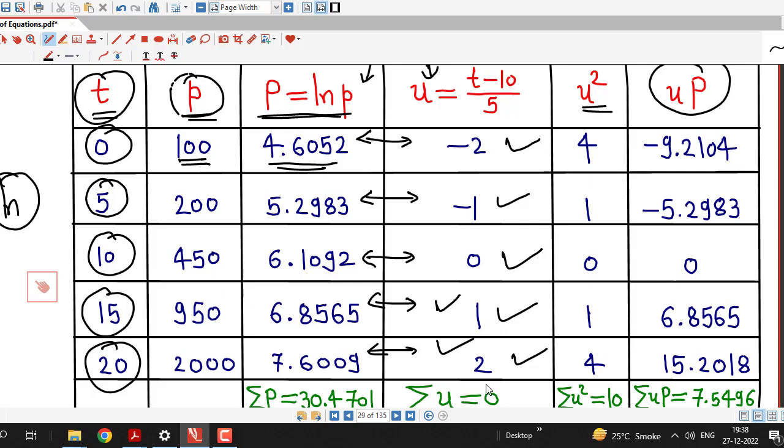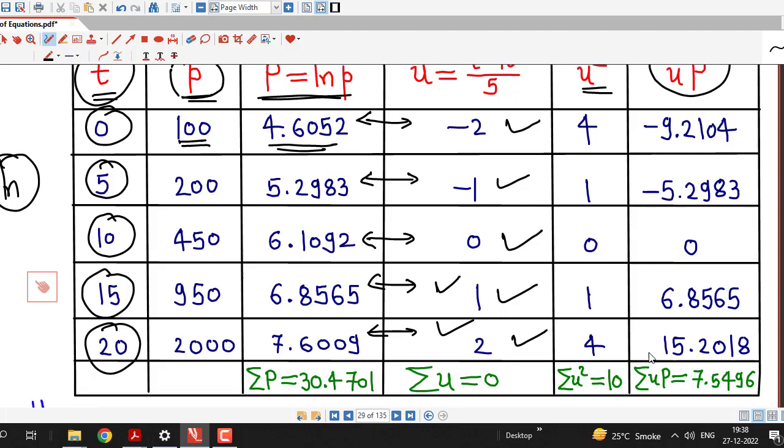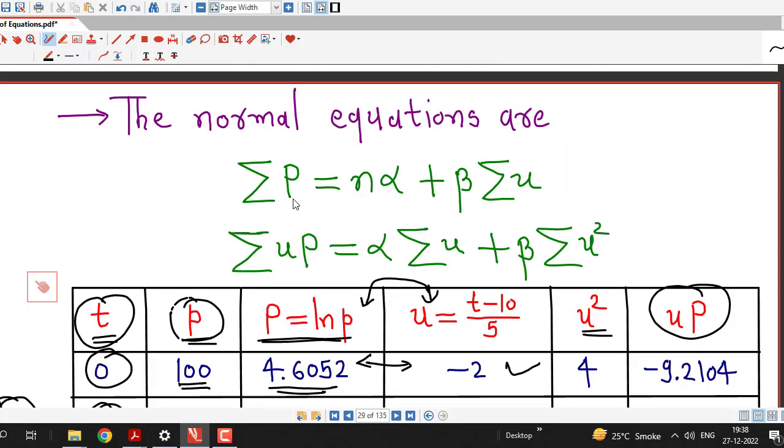Sigma u is 0, sigma u square is 10, sigma u into p is 7.5496, sigma p is 30.4701. So now here I have normal equations, so I can substitute values of all these quantities in normal equations.